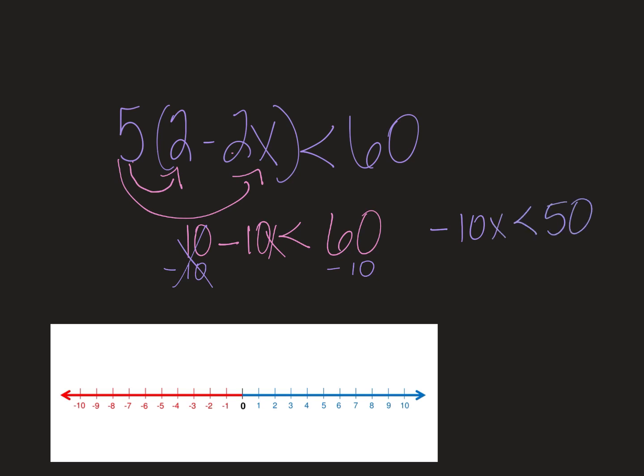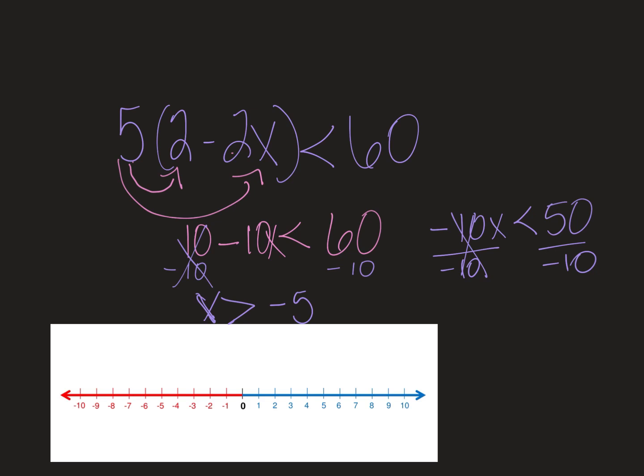Then you divide them both by 10. By 10 or negative 10? Negative 10. So when we do that, we are going to flip the sign, which is going to give us x is not going to be less than now. It's going to be greater than negative 5.